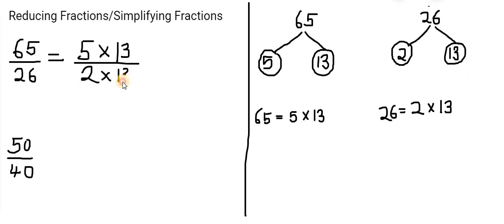Now, we check for common factors between the top and the bottom, so that's 13. We cancel them out for 1 and 1. And then we go 5 times 1, that's 5, 2 times 1, 2. So 65 over 26 as a reduced or simplified fraction is 5 over 2. Okay?